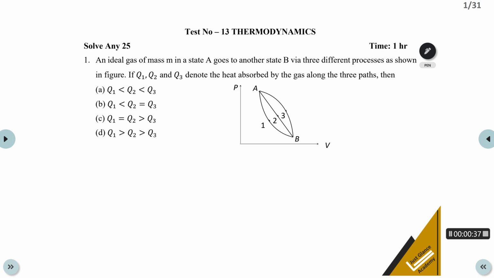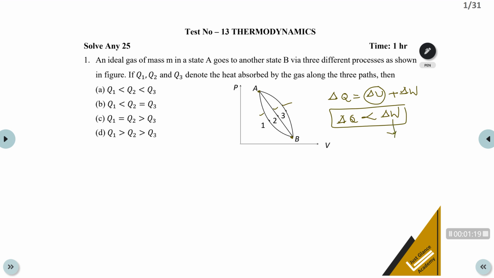Here you see, for all the three paths, the initial point and final points are the same. So the change in internal energy is the same for path 1, path 2 and also path 3. According to the first law of thermodynamics, we know that delta Q equals delta U plus delta W. Of course, delta U is the same for all three paths, so delta Q is directly proportional to delta W.